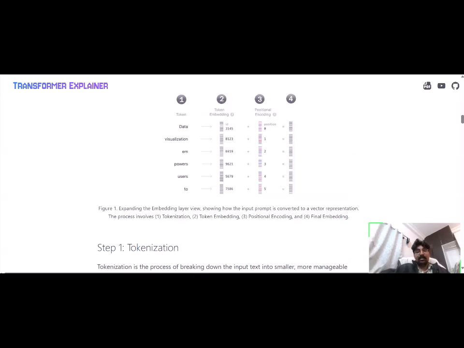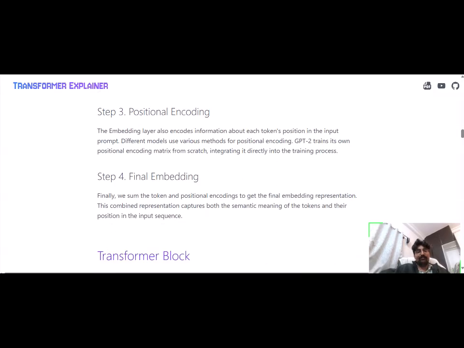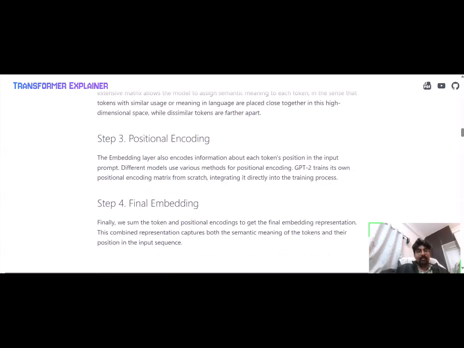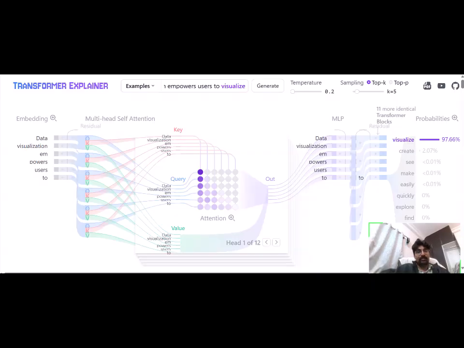Final embedding. For this final embedding, we combine the token embedding and the positional embedding and create the final embedding. This embedding is the input of the transformer block. So in the above example, we pass the embedding here and the transformer block starts here.